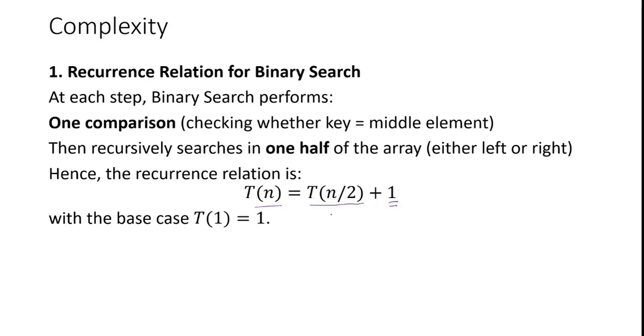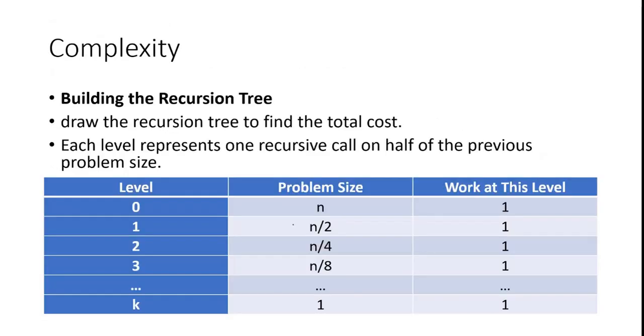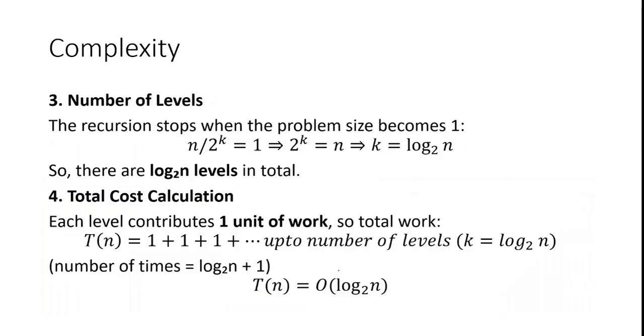So this is the recurrence relation, and we can solve it using the substitution method, or we can solve it using the master theorem, and we can find out the complexity in this way. Best case complexity will be 1, because if the element is found in the first comparison, that is the best case. So this is the recursion tree that we have understood.